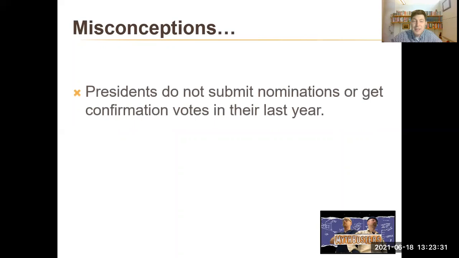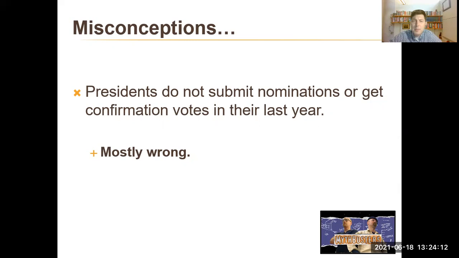And a final misconception regarding the court is that presidents do not submit nominations or get confirmation votes in their last year. This is mostly wrong. This was a big deal during the last year of Obama's presidency in 2016. Antonin Scalia passed away, and the president nominated Merrick Garland to take his place. The Senate, which had a Republican majority at the time, did not conduct hearings on Merrick Garland's nomination and ultimately did not confirm a justice.